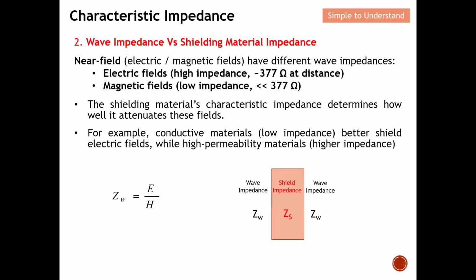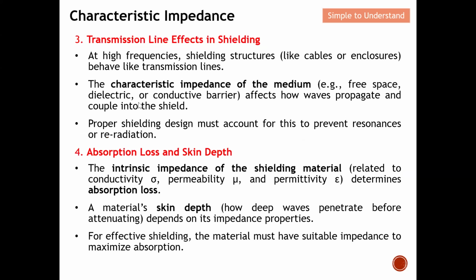Let's go to item number 3, which is the transmission line effect. Before I start on this, for example, under low frequency, the shielding, being a good conductor, will behave like a short circuit. However, at high frequency, the shielding structure, although it is a good conductor, basically like a cable, behaves like a transmission line. In short, once you come into high frequency, any so-called short circuit can potentially behave like a transmission line. This is what I want to say.